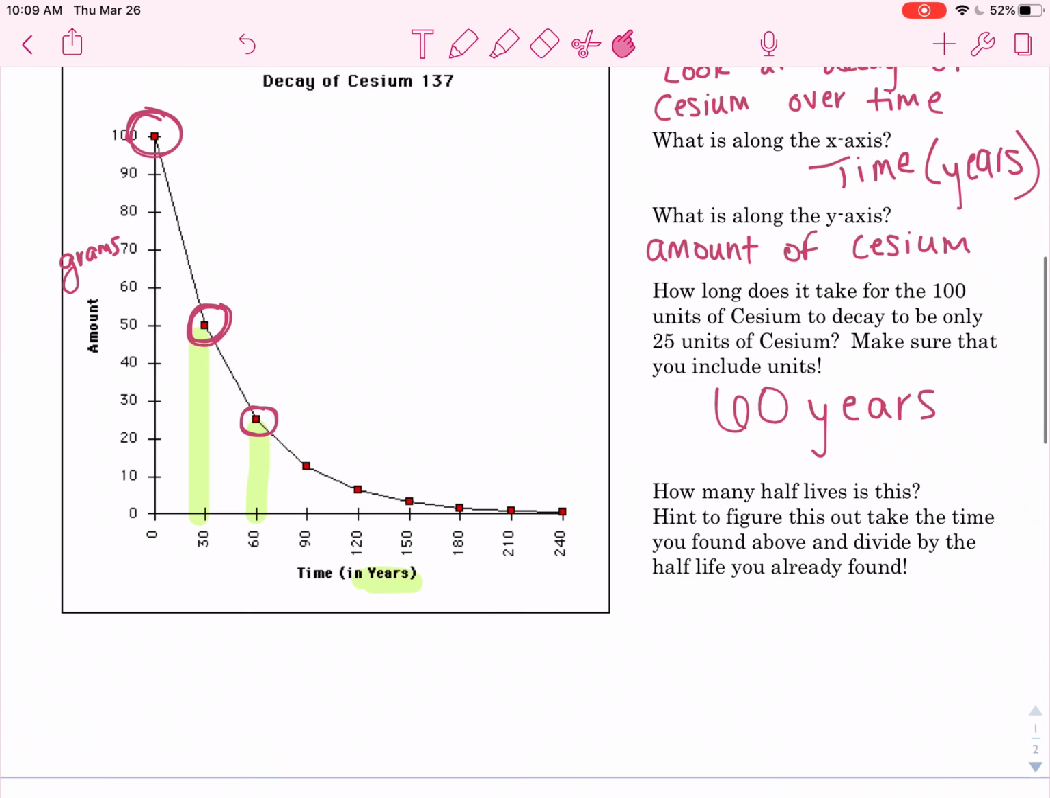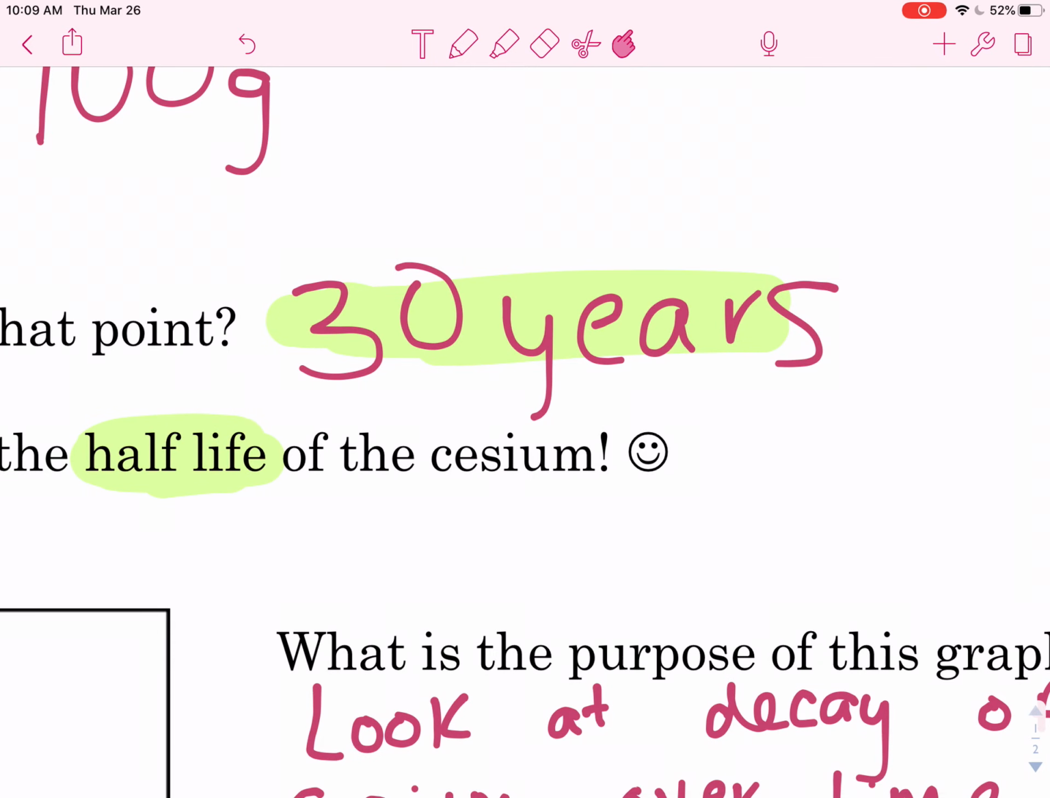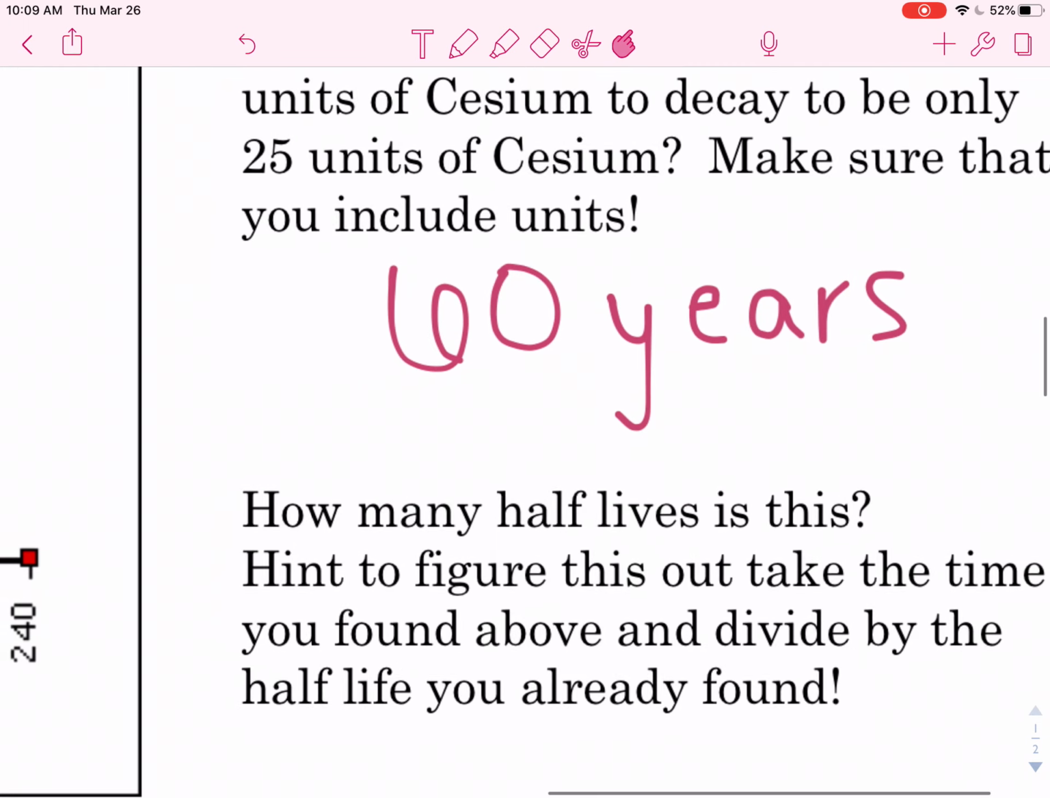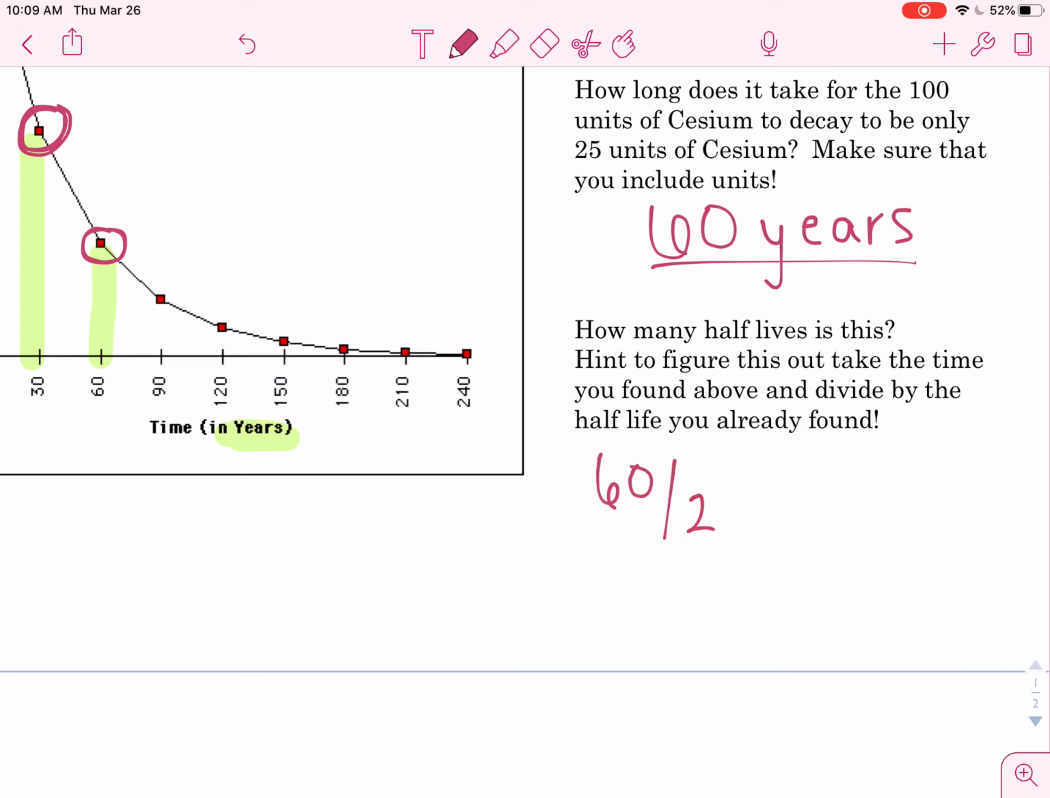Let's go to the next question. How many half-lives is this? To figure that out, first we have to know the half-life of the cesium, and we found that the half-life of cesium is 30 years. So how many half-lives have taken place here? We just do 60 divided by 30 years, and that equals 2 half-lives that have passed.